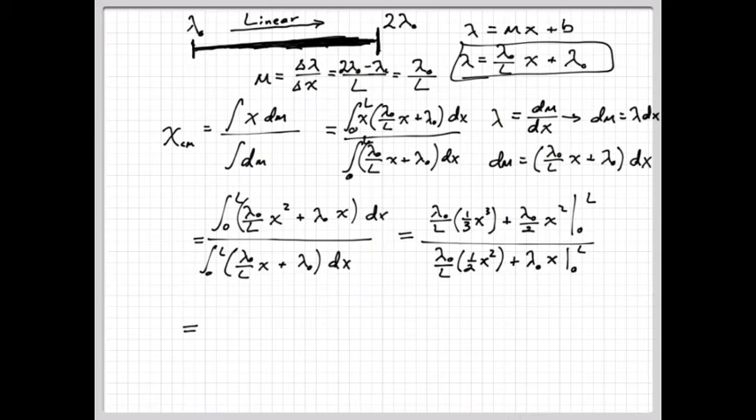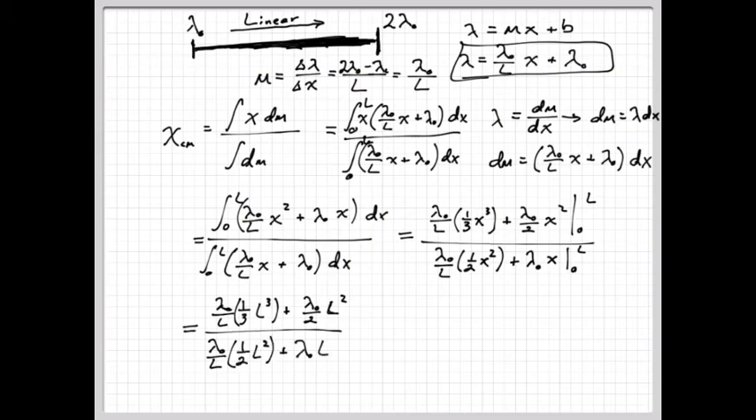All right, so let's plug in the upper limit for the top equation. So that's lambda 0 over L times 1/3 L cubed plus lambda 0 over 2 times L squared. Now, if I plug in 0, the whole thing's just going to be 0, so we're going to ignore that one. Then on the bottom, I have lambda 0 over L times 1/2 L squared plus lambda 0 times L. And again, if I plug in 0, everything's going to go away. So now all I have to do is combine like terms.